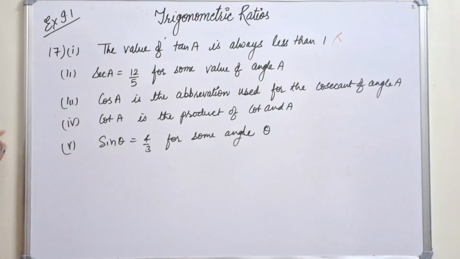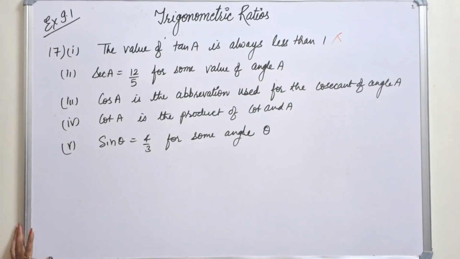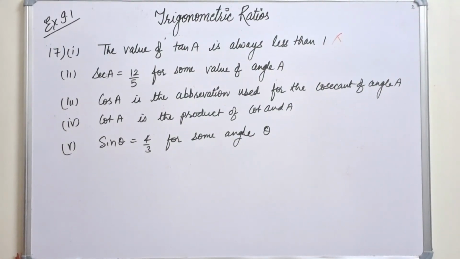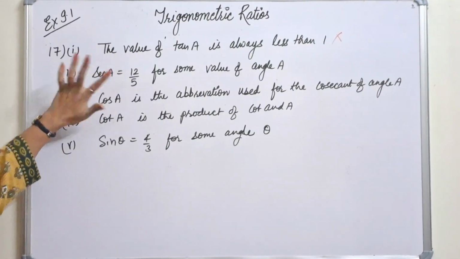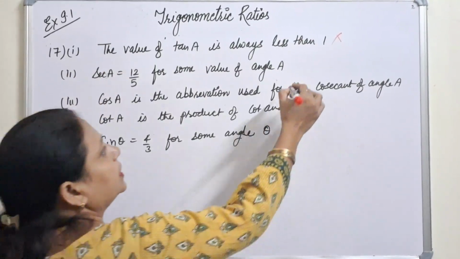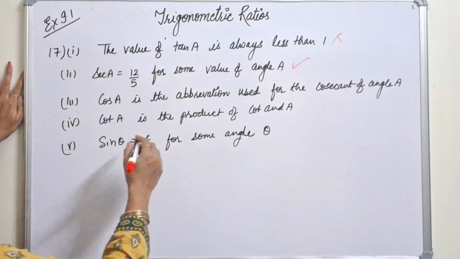Now sec A, 12 upon 5 for some value of angle A. So here sec A is hypotenuse upon base. So hypotenuse is the longest side. So it can be there. So it is true. Cos A is the abbreviation used for cosecant of angle A. No, cos A is used for cosine. Cosecant के लिए cosec होता है. So it is again wrong.